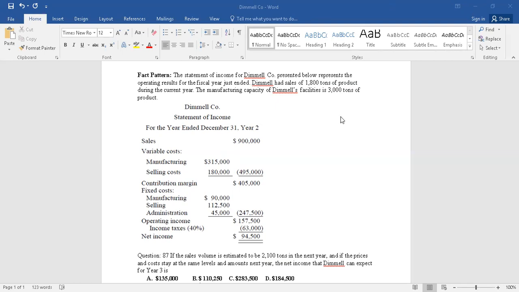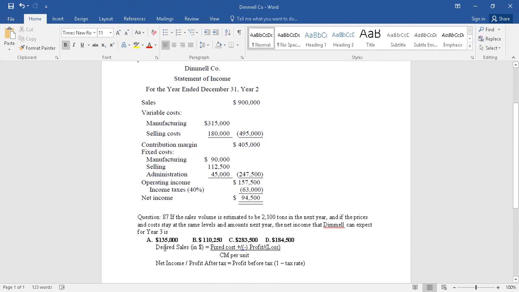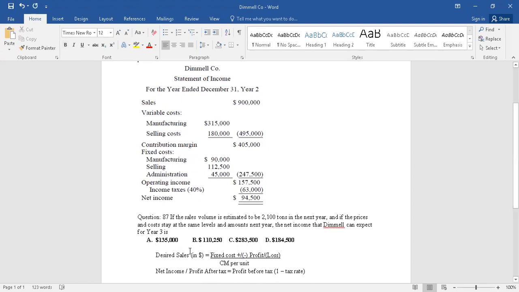The formula that we are going to use in such a situation is the desired sales. The formula says desired sales if it is in dollars or if it is in units. Since the estimated sales are given in terms of number of units, we can apply the formula desired sales in units is equal to fixed cost plus or minus profit or loss divided by the contribution margin per unit. Do we have all these details that we can solve?